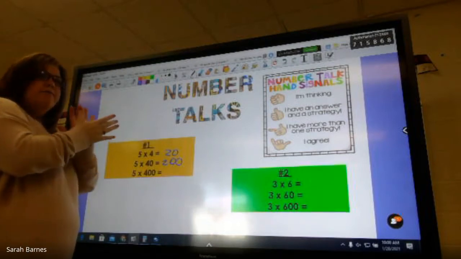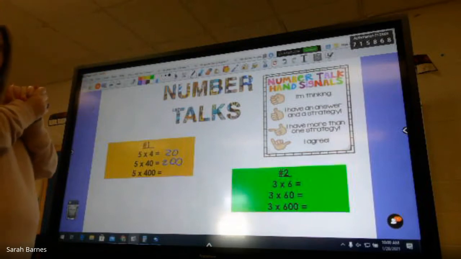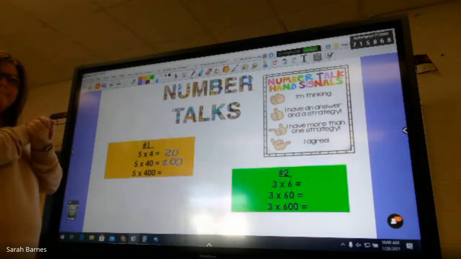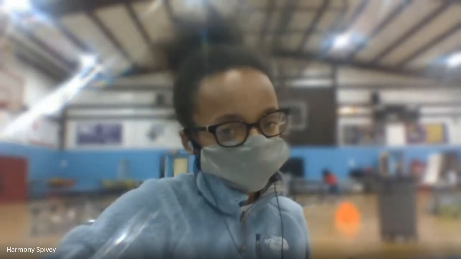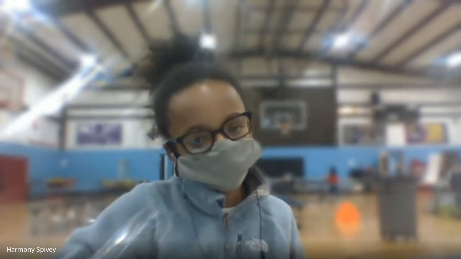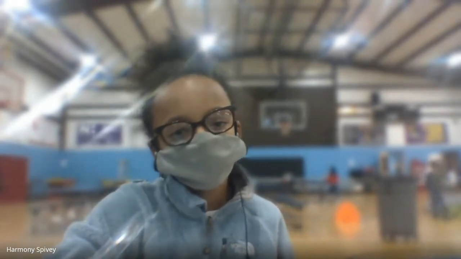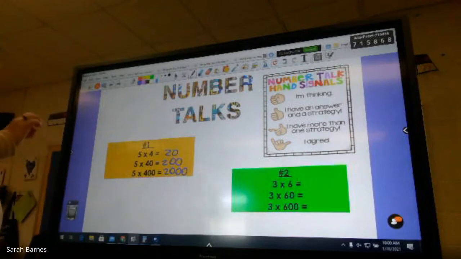Does anybody else have another way? Harmony, how would you do it? Kind of the same way that we done the 5 times 40. You take the zeros off of it, and then you're like, okay, so 5 times 4 is 20. So then you add the 2 zeros to 20, and then you get 2000. Perfect. And that is a great way to do it.